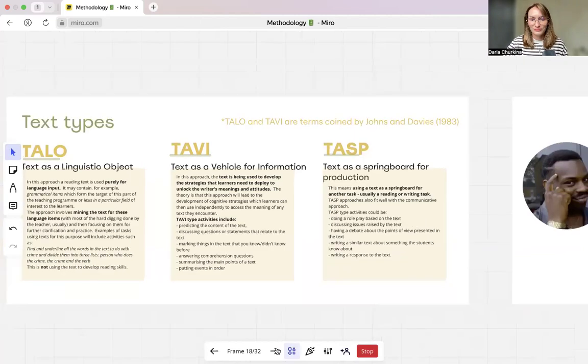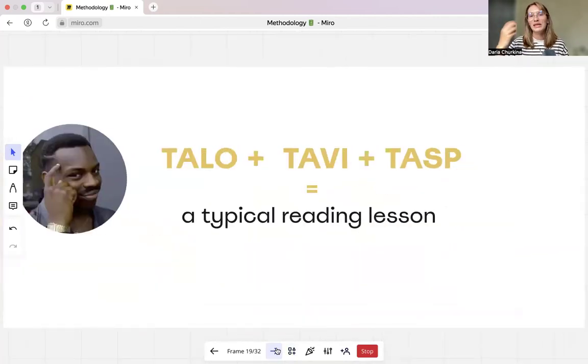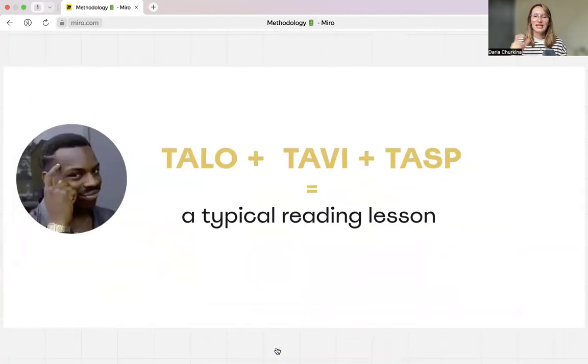And actually, surprise, surprise, when we mix all of these types, TALL, TAVI, and TSP, we get a typical reading lesson. So one text can actually represent all of these types. You see what I mean? Sometimes not. Sometimes we need different texts for these types. But sometimes one text can incorporate all of these types because we use it for different purposes throughout the lesson.